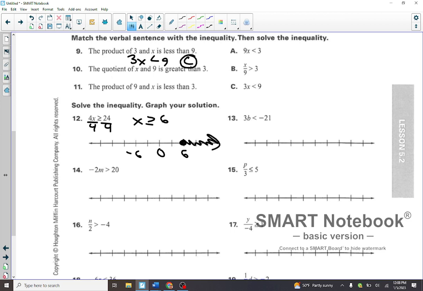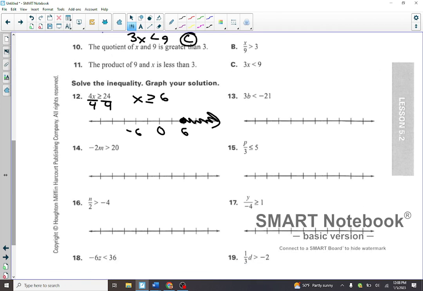I'll do 14 just because it's a negative, so point that out. Divided by -2. Divided by -2. M is less than -10. So I have to flip the sign because I moved over a negative. So it becomes M is less than -10. So 0, -10, +10. M is less than -10. Open circle because it's not equal to, it's just less than. And M is less than -10, so it moves to the left.